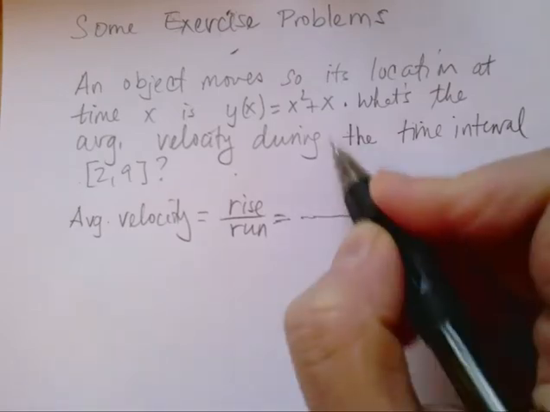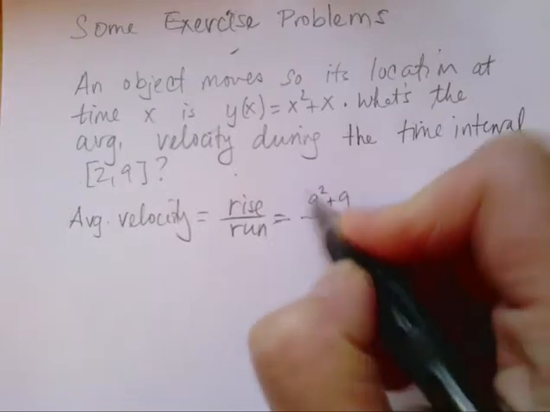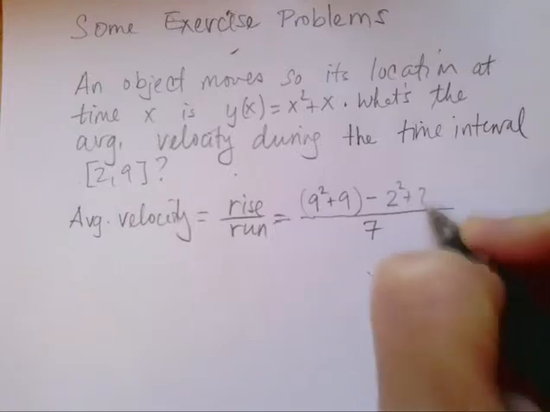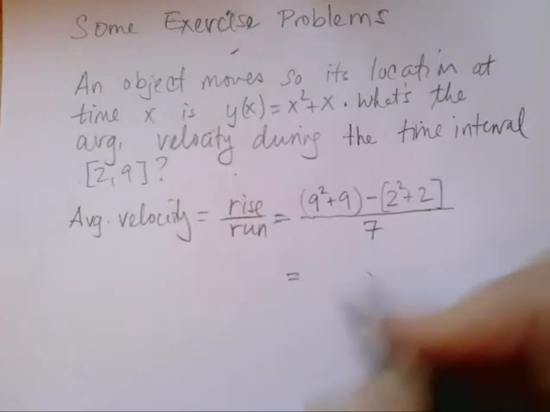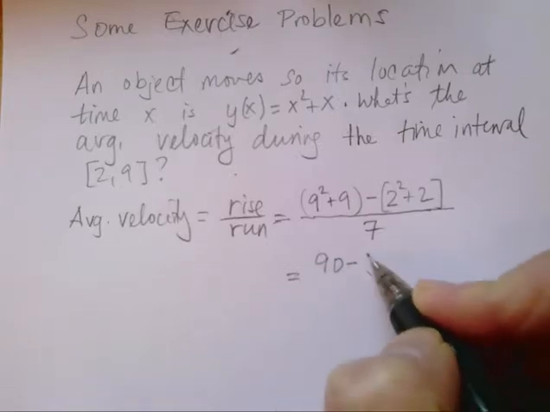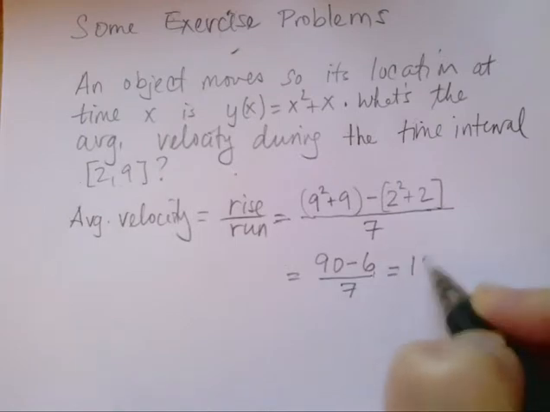Now what's the rise? Well, that's 9 squared plus 9 minus 2 squared plus 2. That's the change in the function over those 7 seconds. So then we have 90 minus 6 over 7 equals 12.